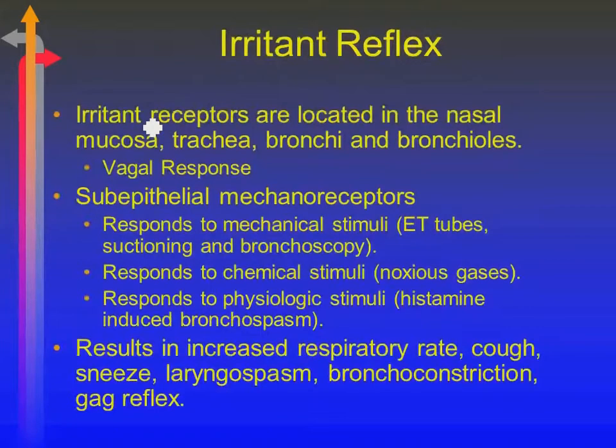Third one, obvious one, irritant reflex. These receptors are located in the airway, especially the upper airway, and they release a vagal response to make us stop taking a breath. Some of this makes sense. They respond to mechanical stuff.